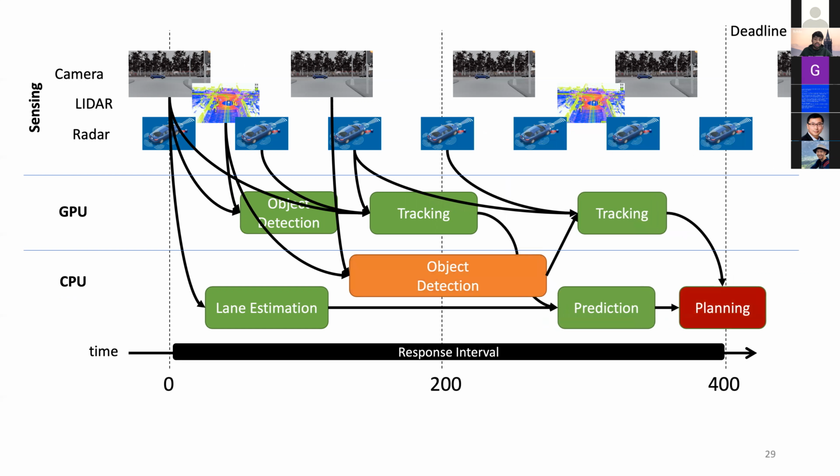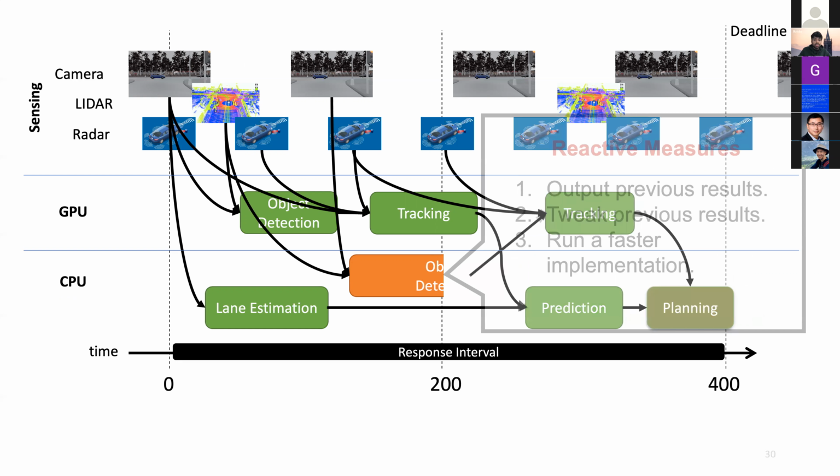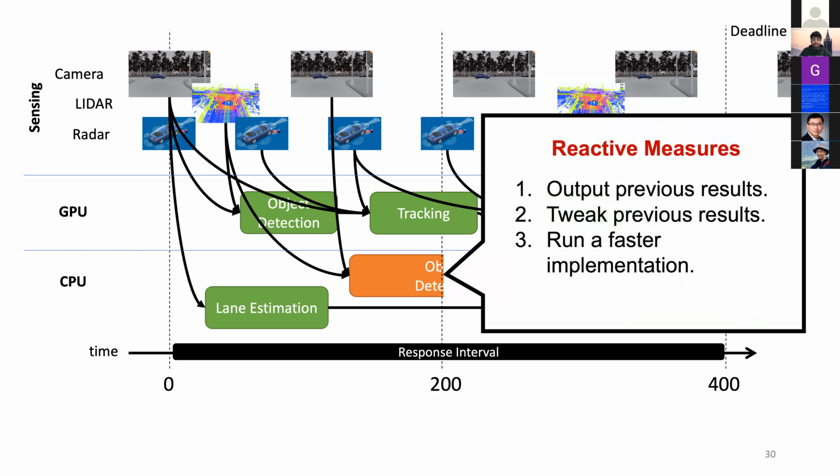However, as is inevitable, even with the proactive measures, there might be scenarios where a module overruns its allocated time quota. In such scenarios, ERDOS allows developers to define deadline handlers that can interrupt the execution of a module and choose to complete the task using any of the various reactive measures. For example, the deadline handler can choose to output the previous results or tweak previous results. For example, the planning module can just tweak the waypoints that it generates and send them out, or it can choose to run a faster implementation.